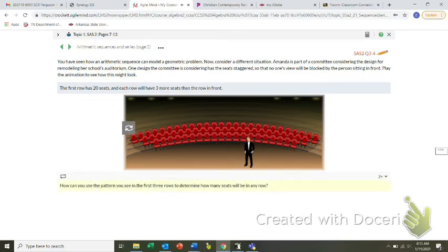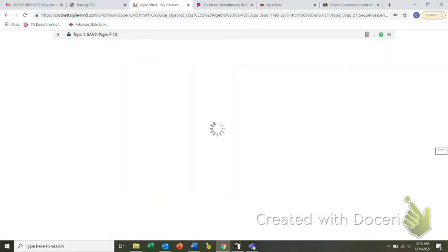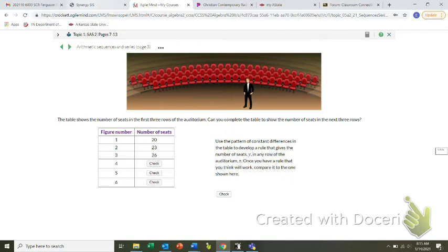All right, and it says, how can you use the pattern you see in the first 3 rows to determine how many seats will be in each row? Well, what does it tell us? It tells us that first term is 20. And we are going to be adding 3 more seats to the row in front of it, okay? So let's click here. Go ahead and click that next green arrow, and it's going to pull up that table on number 3.